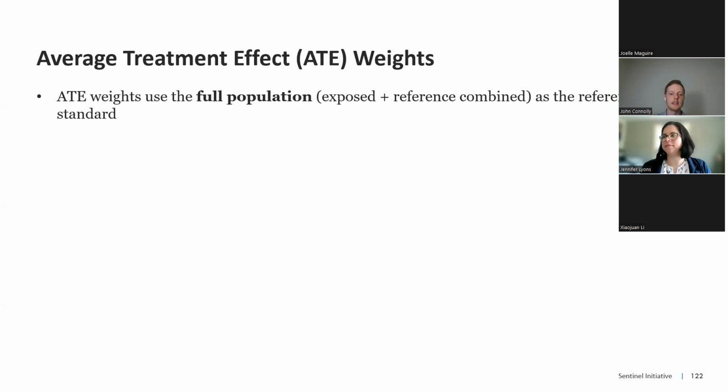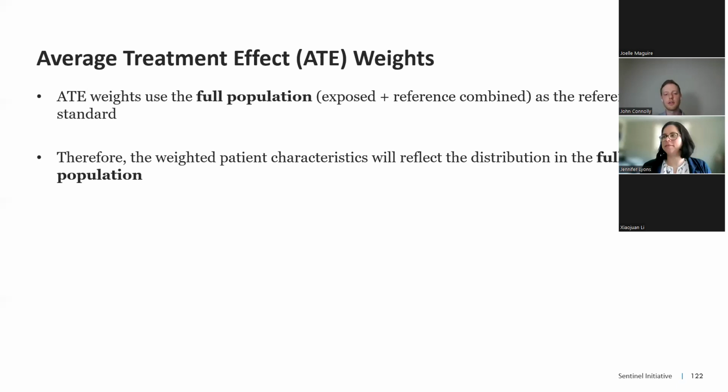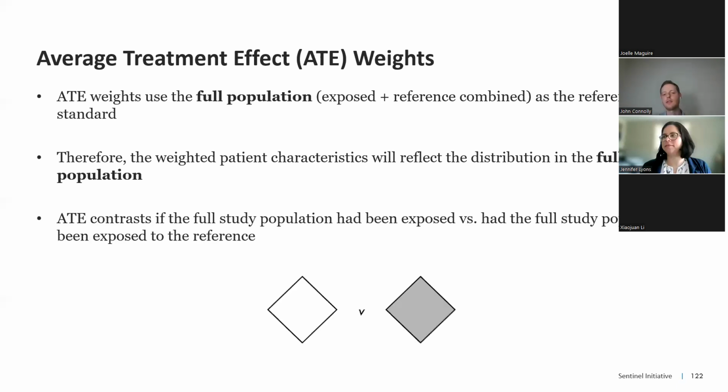So let's start with the ATE weights. These are weights that are going to use the full population, the exposed and the reference combined, as your reference standard. So what that means is after you do the weighting in that pseudo population, you would expect the patient characteristics to reflect the distribution of those characteristics in the full combined population. So of course, what that lets you contrast is if the full study population had been exposed versus if the full study population had been instead given your reference drug. So this probably will sound familiar to you because it's what we used in our case example.